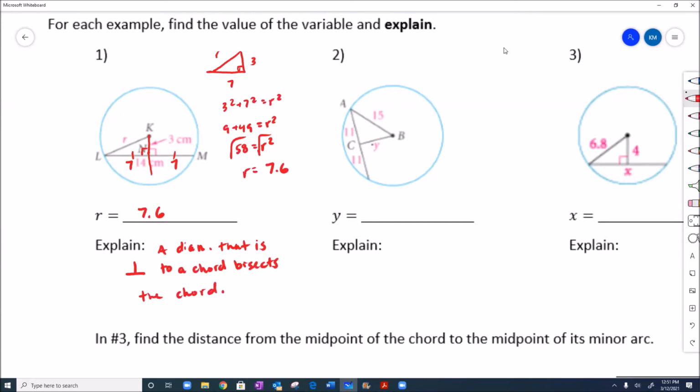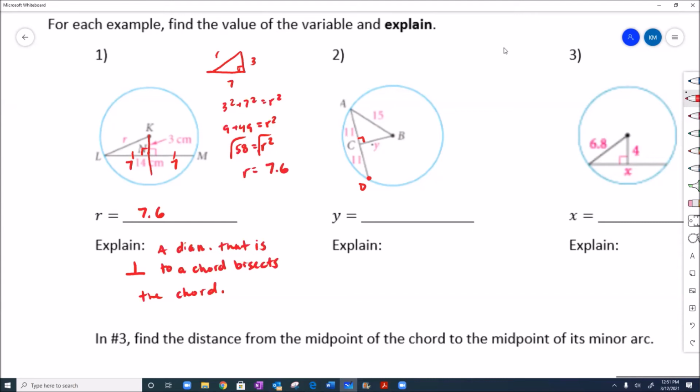All right, number 2. They're asking us to find y in this case. We'll notice here that AC is 11 and also C, I'm just going to call it D so I can reference it, is 11. Okay, so we see from the center, BC bisects this chord AD. And that must mean that it's perpendicular to the chord. Okay, again, a diameter that bisects the chord is perpendicular to the chord.